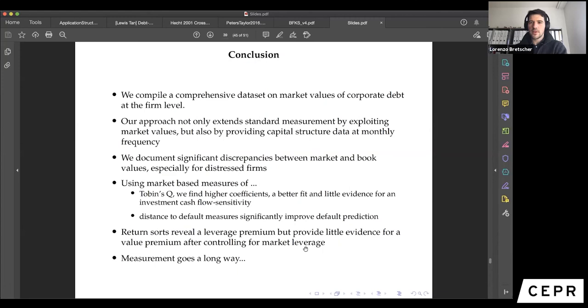So we compiled this comprehensive data set that offers us a playground to revisit some key results in the finance literature. We find that market values are at least at times, and for some sectors or some firms in our sample, very different compared to book values, which gives us enough power to find interesting results in our empirical applications, and that these results relate to Tobin's Q, but also bankruptcy predictions, risk premia, and the credit spread puzzle. So let me conclude by saying we think that measurement goes a long way. And even though this paper is very simple at heart, we hope we have something to say about many aspects of the literature in finance.